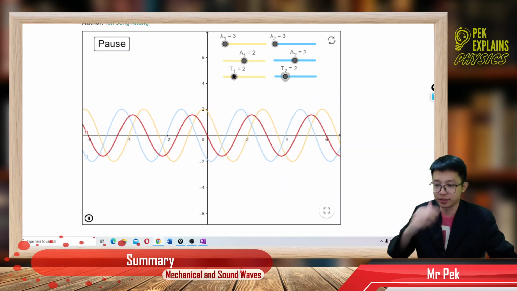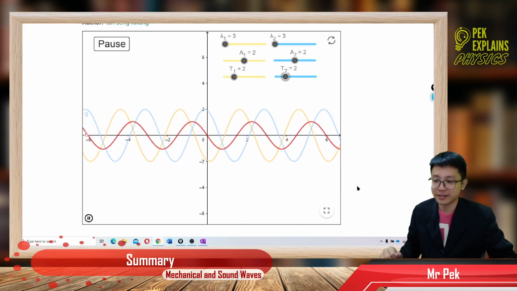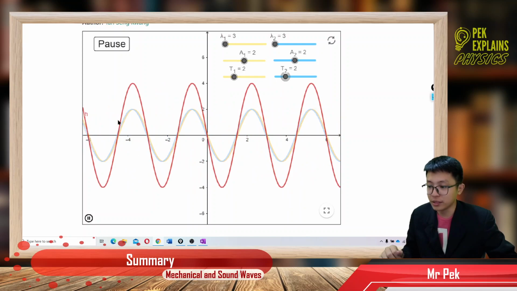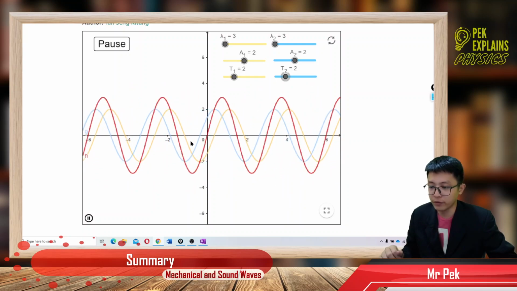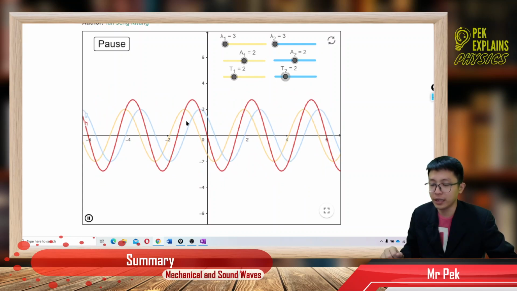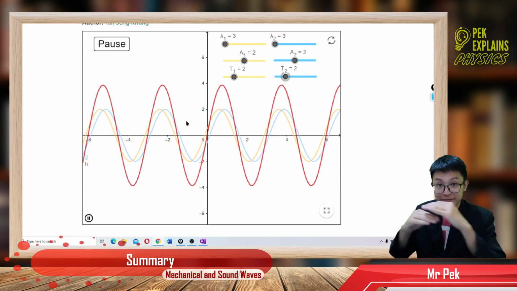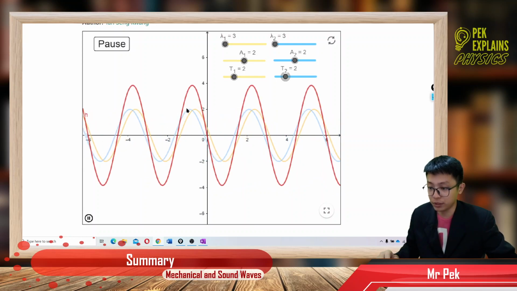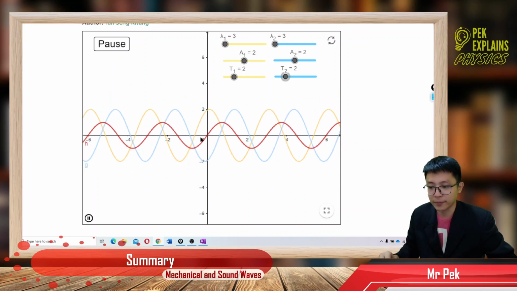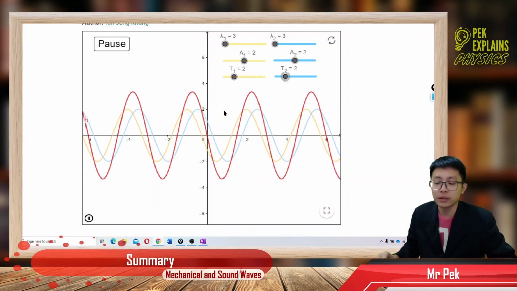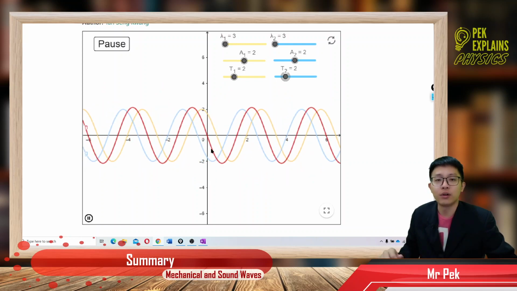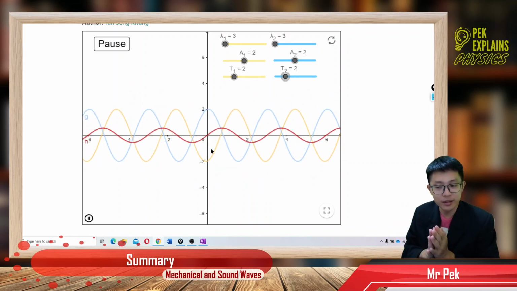Period represents the frequency. Do you see the stationary wave? Do you see the blue wave? Do you see the yellow wave? These two waves, the blue and the yellow, travel in the opposite direction. They have the same amplitude, and also the same wavelength. Period also the same. Okay? And the red wave is called the stationary wave.